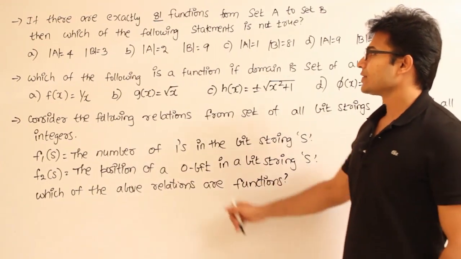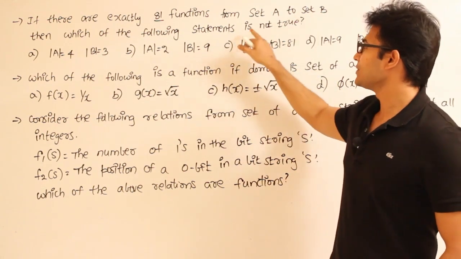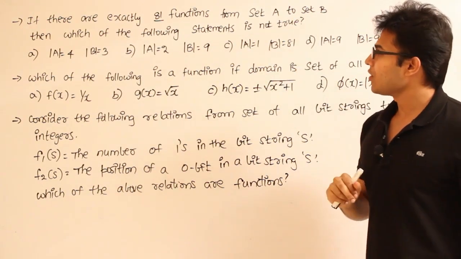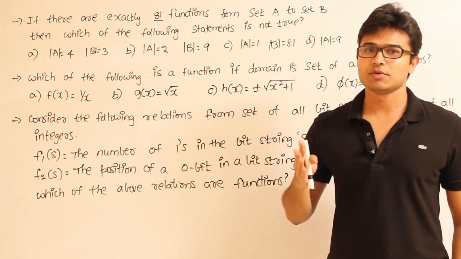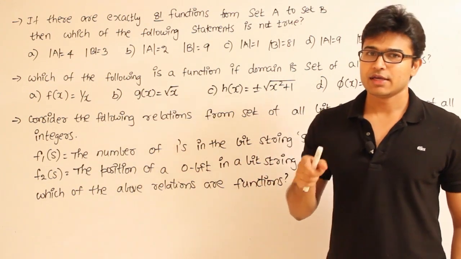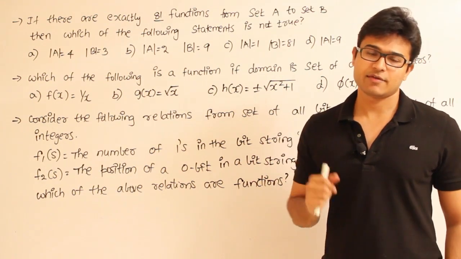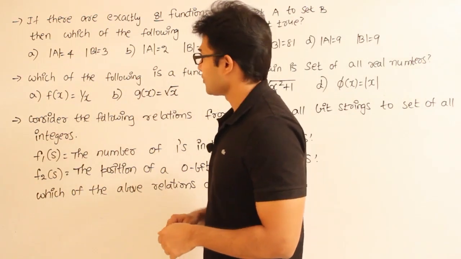See this, if there are exactly 81 functions from set A to set B, then which of the following statements is not true? We have already seen that the number of functions possible from set A to set B is going to be n power m, where A is having m elements and B is having n elements, isn't it? So let's see if all the options are right or wrong.